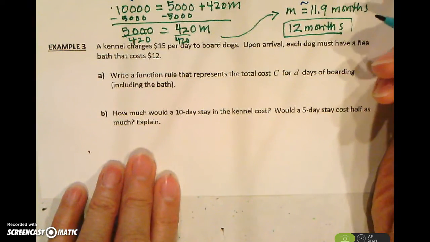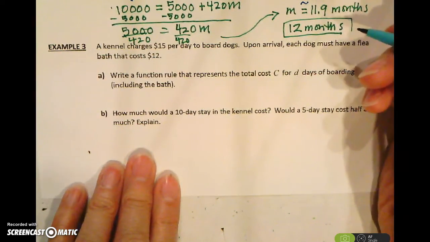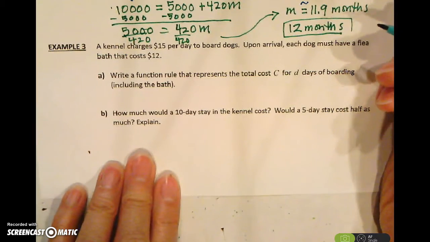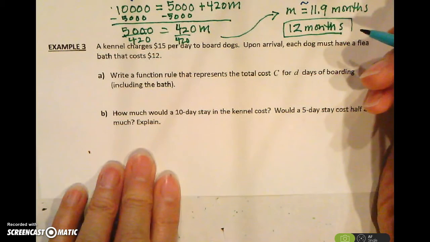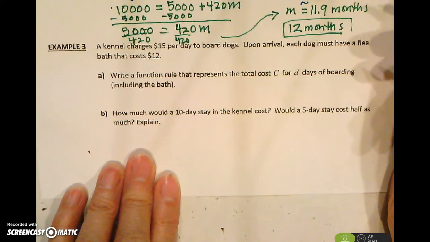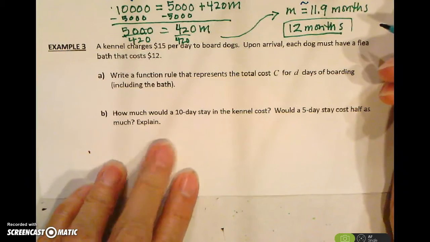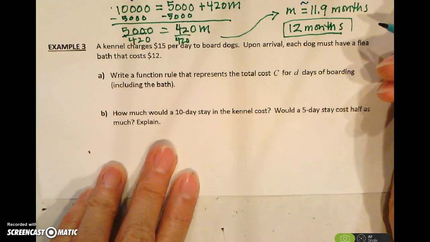Example 3 reads, a kennel charges $15 per day to board dogs. Upon arrival, each dog must have a flea bath that costs $12. Write a function rule that represents the total cost for D days of boarding, including the bath.